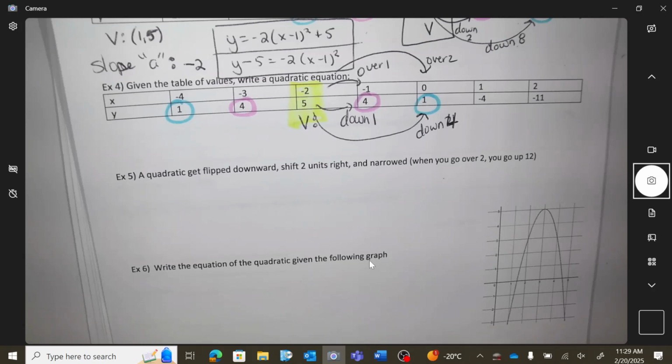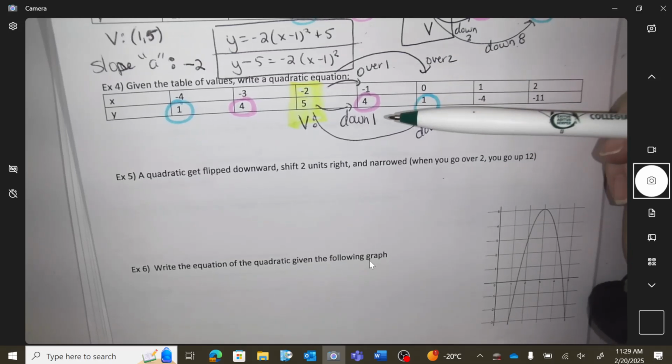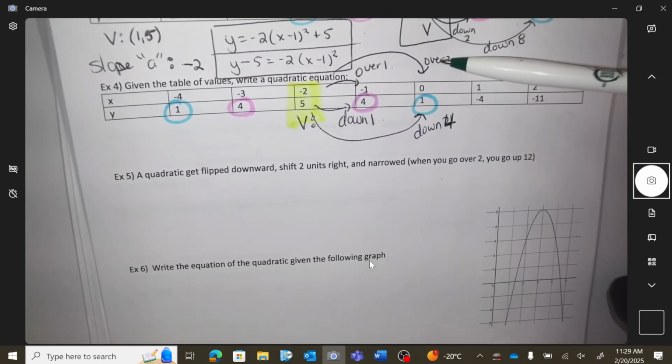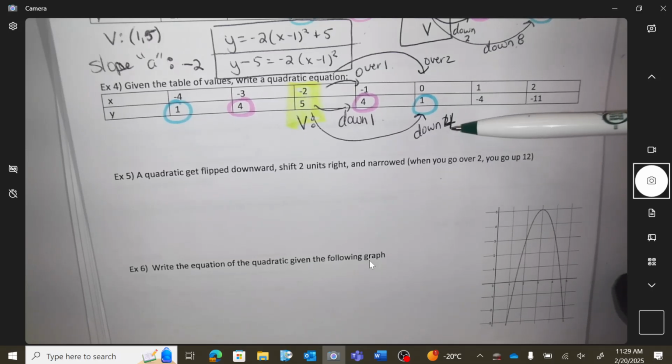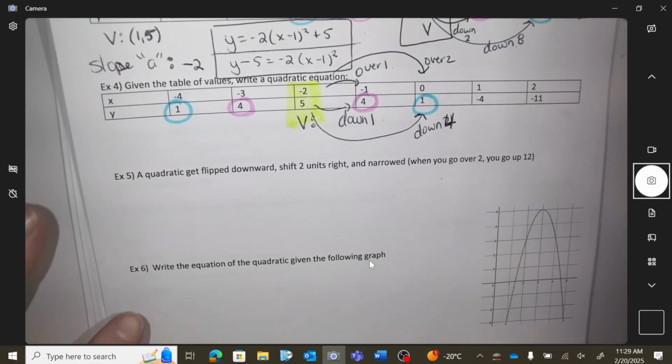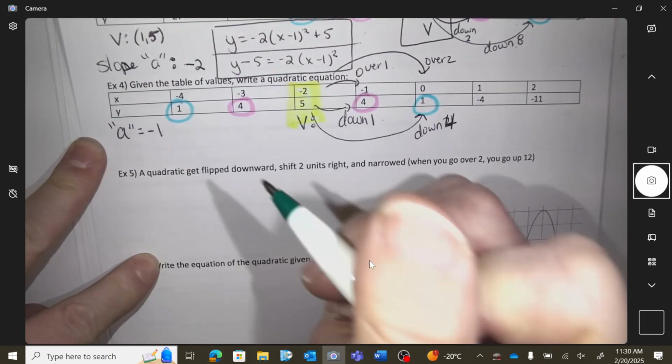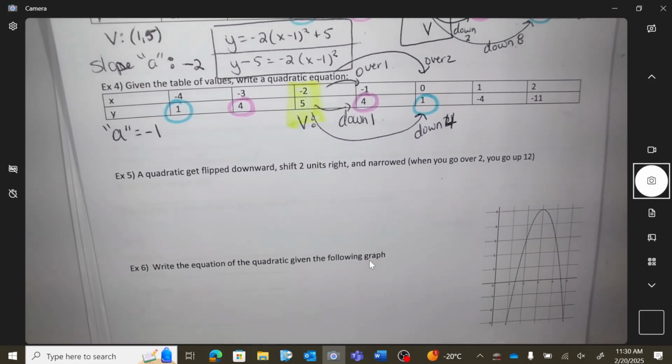Okay, so I should figure out what my slope number is. What's this multiplier of the pattern? So if I move over 1, I should have gone up 1, and I went down 1. If I move over 2, I should have gone up 4, but I went down 4. So what am I doing every time? I'm multiplying this by -1.